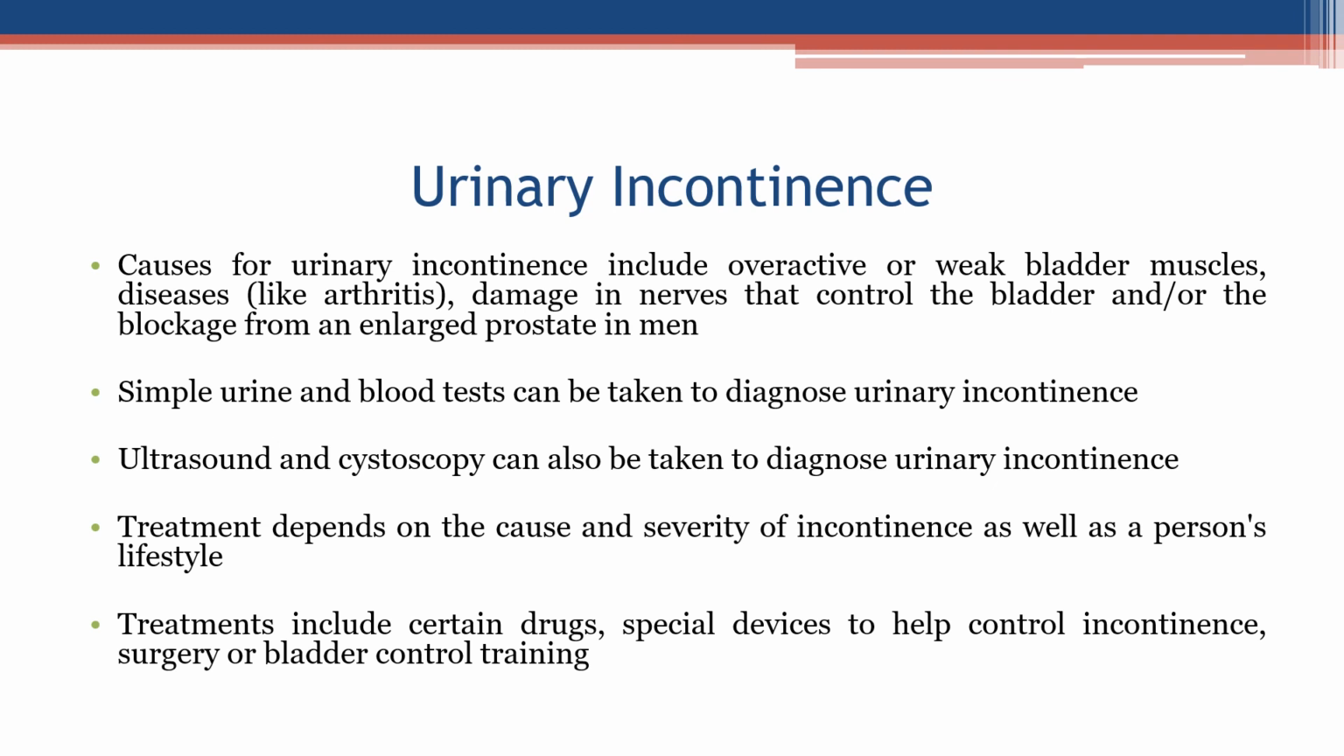Causes for urinary incontinence include overactive or weak bladder muscles, diseases like arthritis, damage in nerves that control the bladder, and/or the blockage from an enlarged prostate in men. Simple urine and blood tests can be taken to diagnose urinary incontinence. Ultrasound and cystoscopy can also be used. Treatment depends on the cause and severity of incontinence as well as a person's lifestyle. Treatments include certain drugs, special devices to help control incontinence, surgery, or bladder control training.